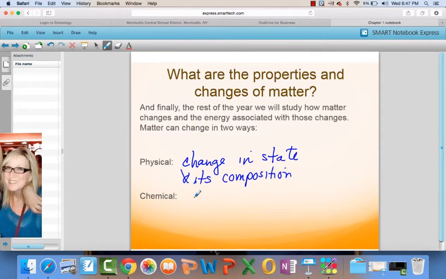And chemical. Substance is transformed into a chemically different substance.